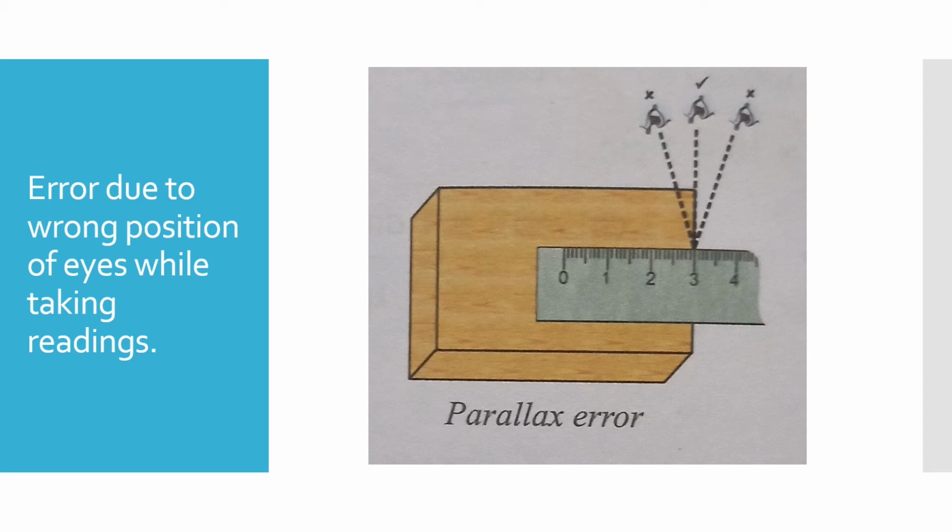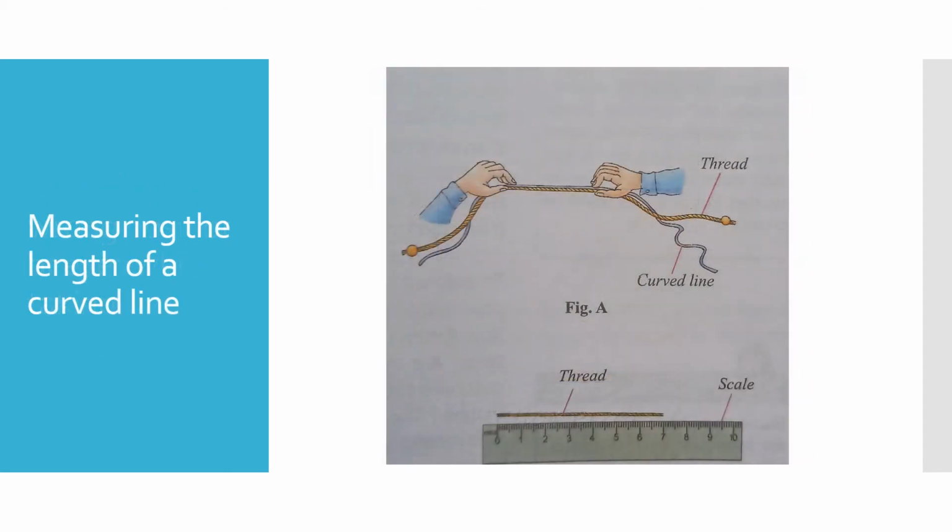This error can be avoided by placing the object in such a way that the eye is exactly above the point where the measurement needs to be taken. Now, this was the case when we have to measure the length of a straight line.